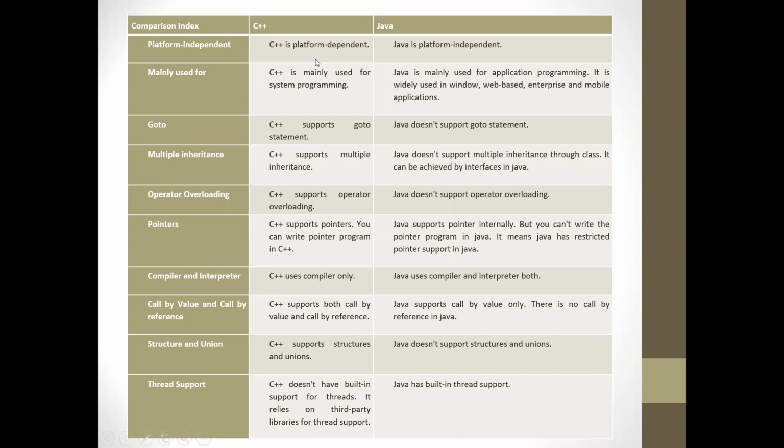As all of you know, C++ is a platform dependent language, that is, architecture neutral. Java is a platform independent language that we have already discussed. Java is mainly used for system programming. Listen carefully, I repeat, C++ is mainly used for system programming. Means we use the C++ concept for designing of the systems, system softwares.